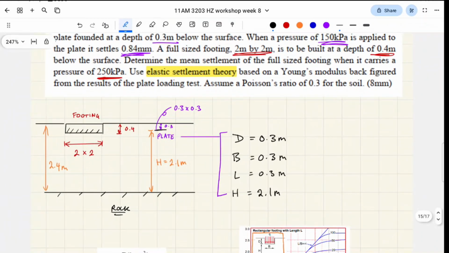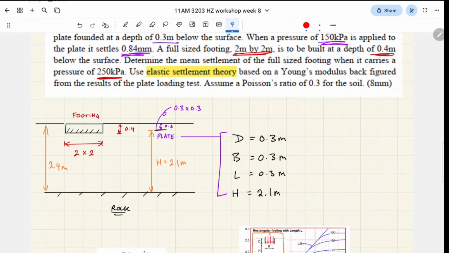So again, here are all the plate numbers, right? D, as we've gone over, similar notation to Hansen's equation, is 0.3 meters. B is 0.3 meters. B is that dimension there. L is 0.3 meters, and L is 0.3 because remember, we're not dealing with a strip footing, we're dealing with a square shape, right? Oh, sorry, not footing. We're not dealing with a strip plate or anything like that. We're dealing with a square plate. So B and L are going to be the same number. They're 0.3 and 0.3, right?